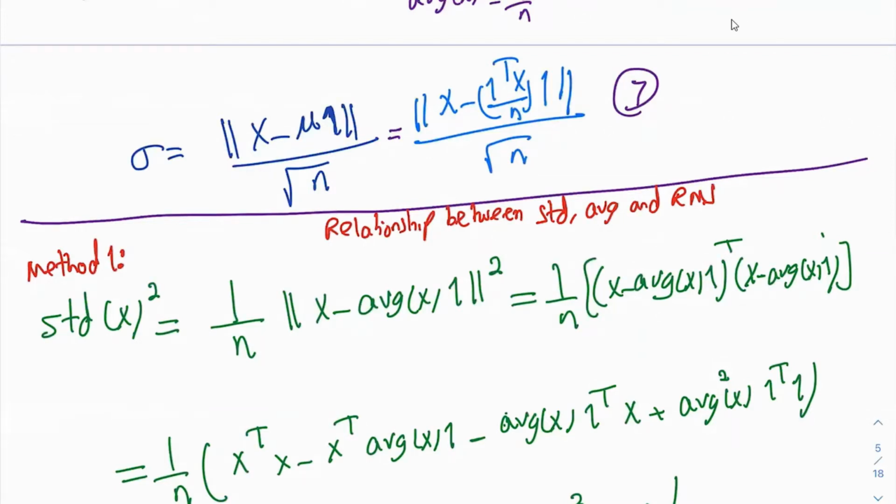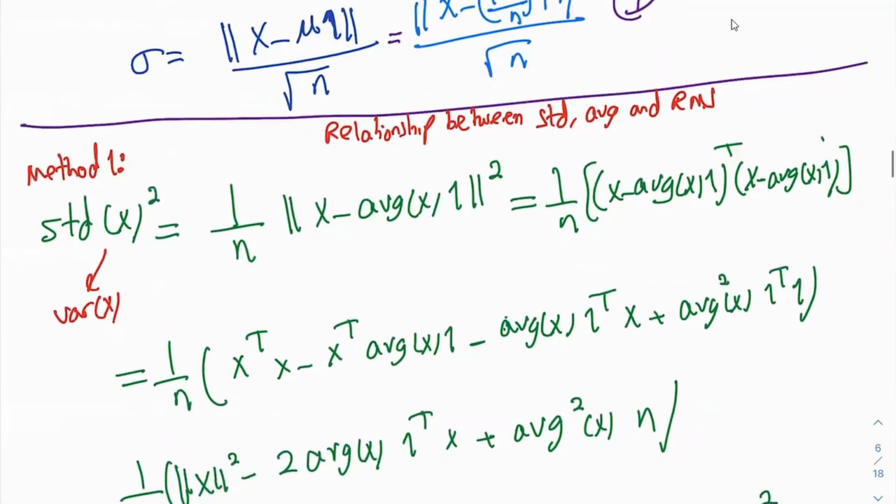It was 1 over square root of n times norm of x minus average of x times 1. But write the standard deviation of x score. This is nothing but the variance. This is the variance of x. Okay. Let's see what we do here. Now, use the definition of a norm we have. Norm of x, recall, norm of x square was x transpose times x. That's all I'm doing here. X minus average of x times 1 transpose times x minus average of x, right?